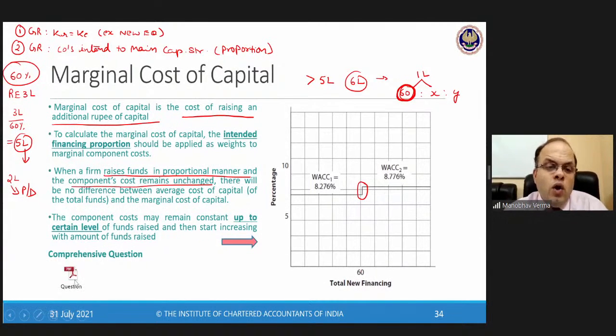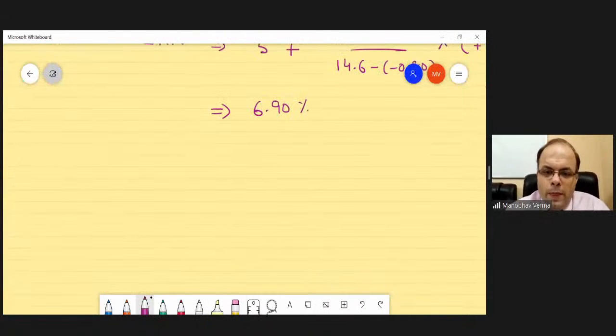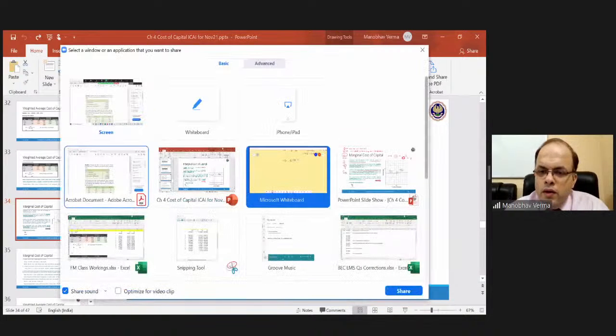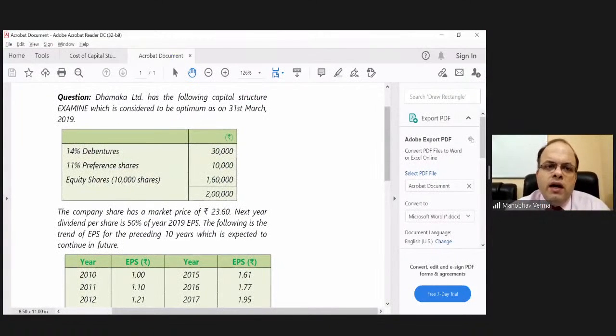So let's look at a comprehensive question here itself. Let's understand that from a question itself. Just give me a second. Let me just go to the whiteboard. Let's understand this from an example here. Okay, so let's look at some facts first. So we are looking at Dhamaka Limited, which has the following capital structure.